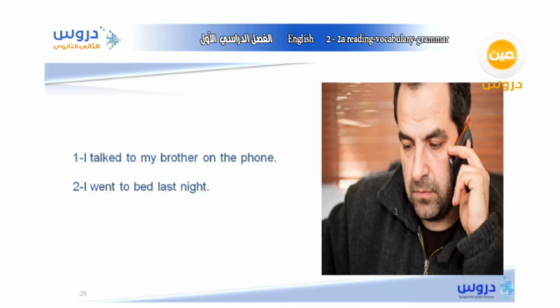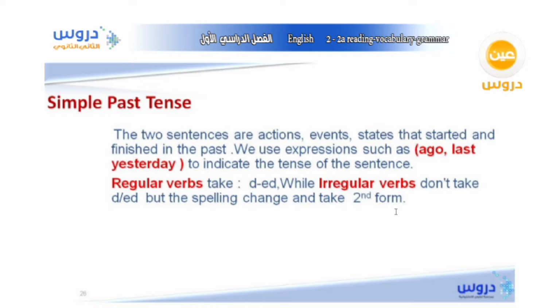We have subject, verb, and the complement. This is the verb. Alright, I went, I talked, went, talked are the verbs in the past form. Okay, simple past tense. The two sentences are action, event, states that started and finished in the past. We use expressions such as ago, last, yesterday to indicate the tense of the sentence.